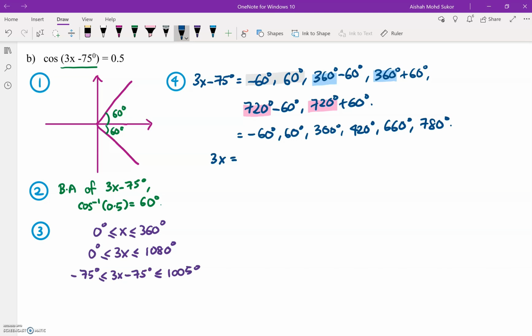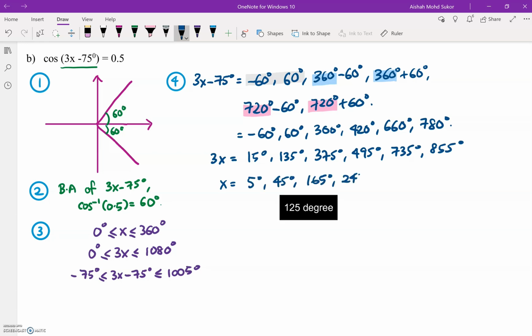So to get 3x, we plus all the angles with 75. And to get x, you divide all the angles by 3. Check your solution. 3x minus 75 degree lies between negative 75 and 1005. And x lies between 0 to 360 degree. So this is your solution for x.